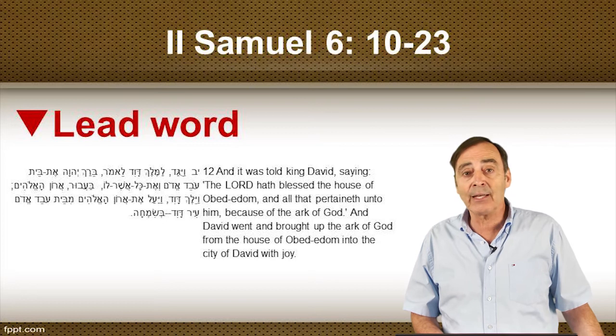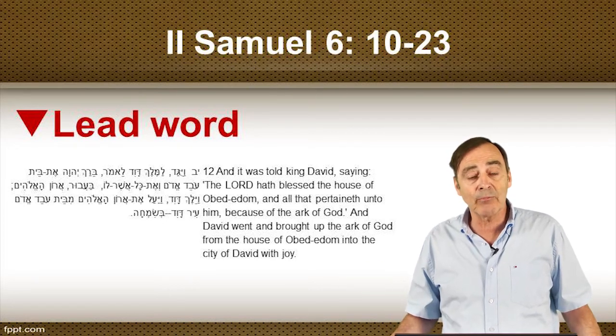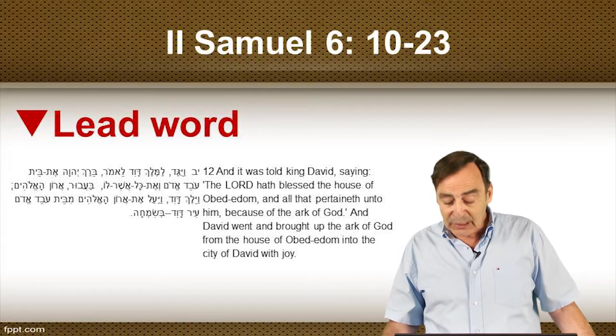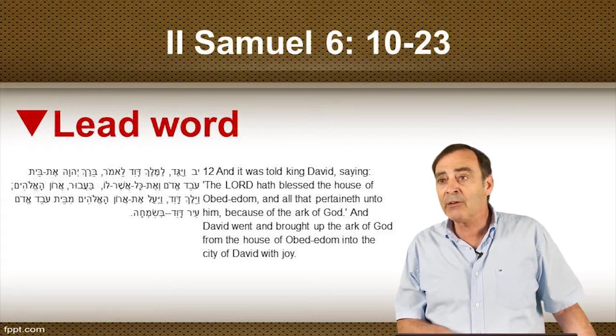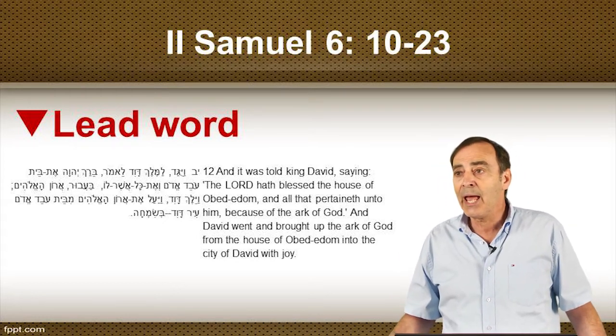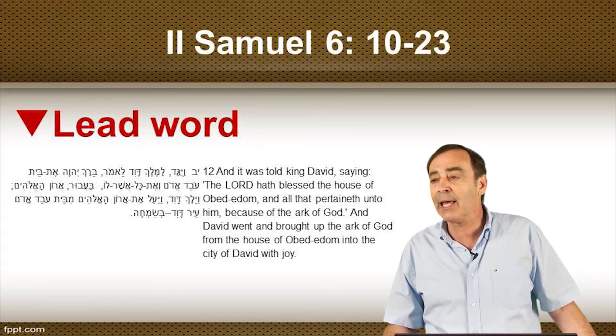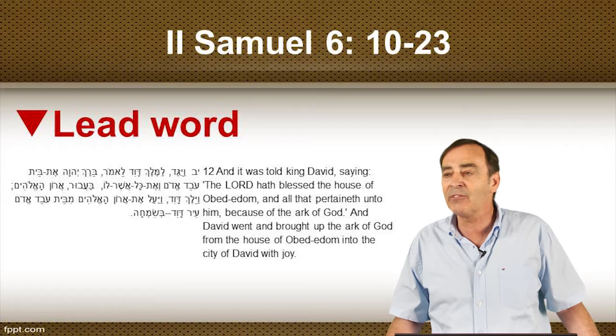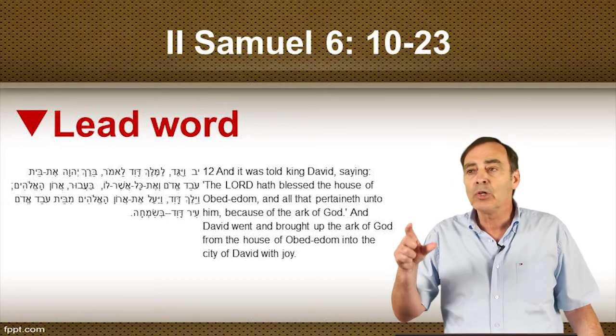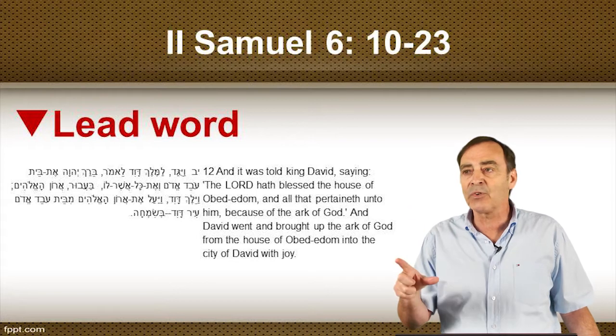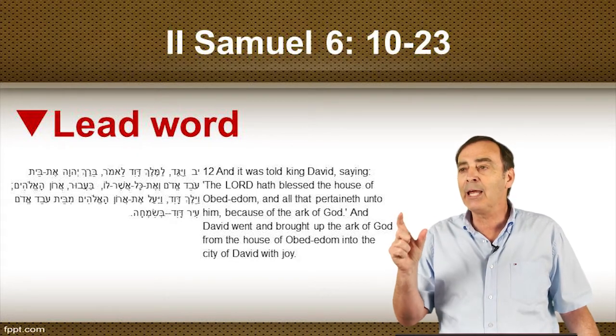First, one of the literary skills that we've been talking about is the lead word. If you turn for a moment to verse 12, take a look at this verse. "And it was told King David, saying, 'The Lord hath blessed the house of Obed-Edom, and all that pertaineth unto him, because of the ark of God.' And David went and brought up the ark of God from the house of Obed-Edom into the city of David with joy." Now, the clear lead word in this verse is the name of David.